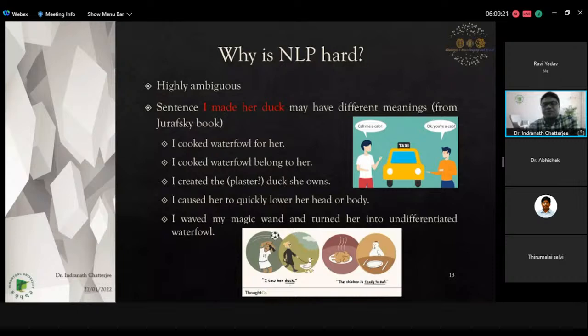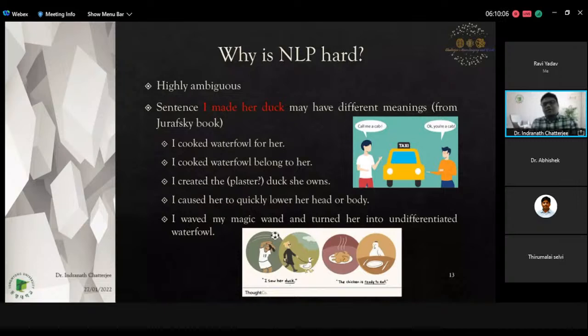Or I caused her to quickly lower her head, which means to duck something. I caused her to quickly lower her head or body to pass under a bridge or something like that. Or I waved my magic wand and turned her into a waterfowl, which is impossible for a human being. But okay, this sentence can be semantically broken into five or more meaningful sentences, right? Can you imagine that this sentence, even for a human being, can be so ambiguous? "I made her duck" can have many meanings, which is very confusing for a human being.